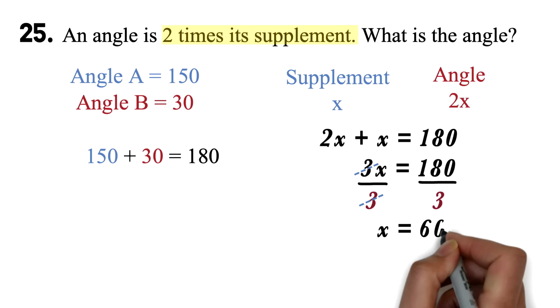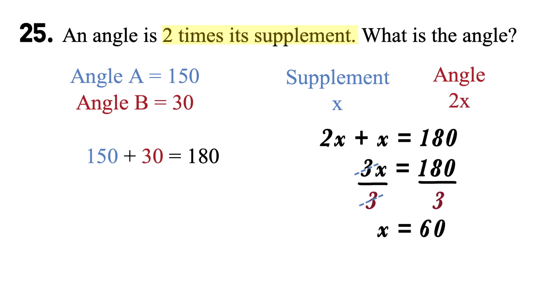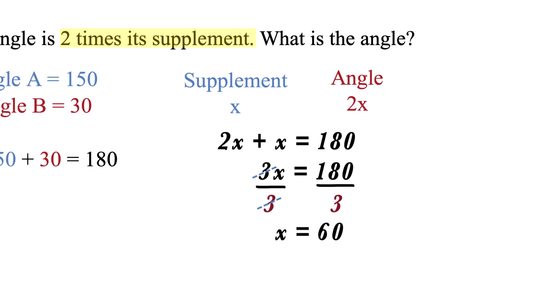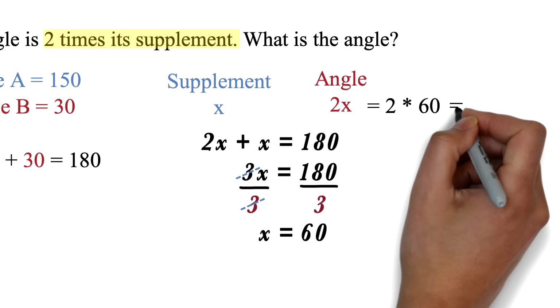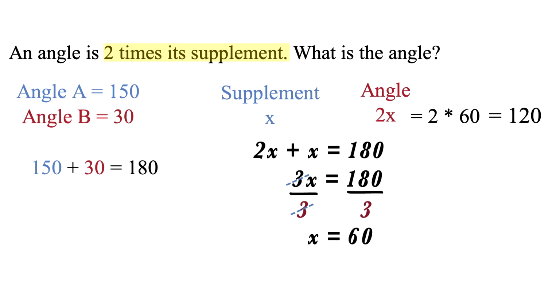So x equals 60. Here again, we have to be careful to note what the question is asking. What we just found is x, and we know that x is the supplement. The angle is 2 times the supplement, so we have 2 times 60. The angle is therefore 120.